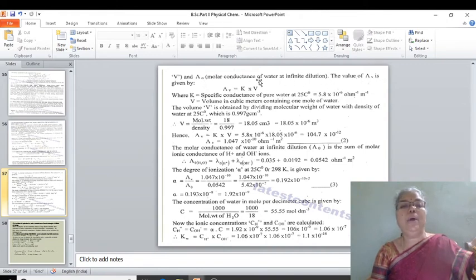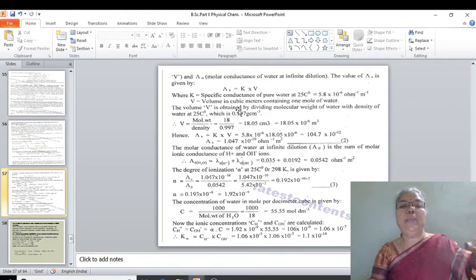The value lambda phi is given by lambda V, the product of specific conductance and volume of the solution. In this equation, kappa is the specific conductance of pure water, and the value of specific conductance at 25 degrees centigrade is equal to 5.0 into 10 raised to minus 6 ohm inverse meter inverse, and phi is the volume in cubic meters containing 1 mole of water.